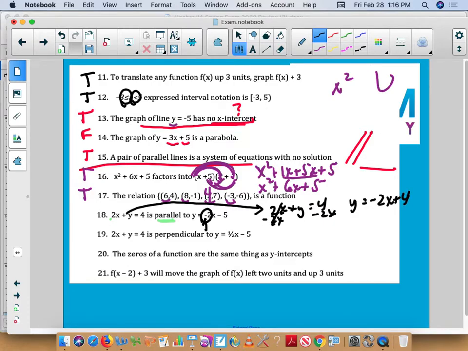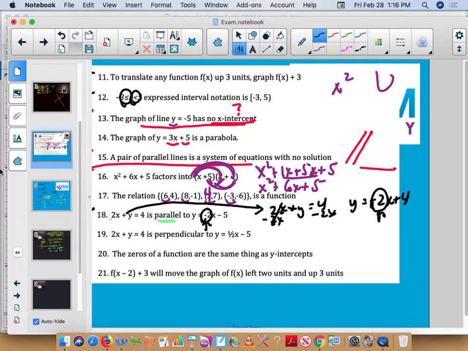Well, the slope of this one is -2. The slope of this one is -2. So are they parallel? Yes. Parallel. True. All right, so to review that.